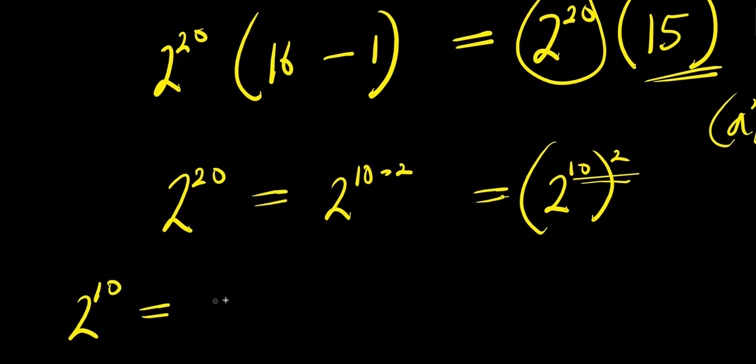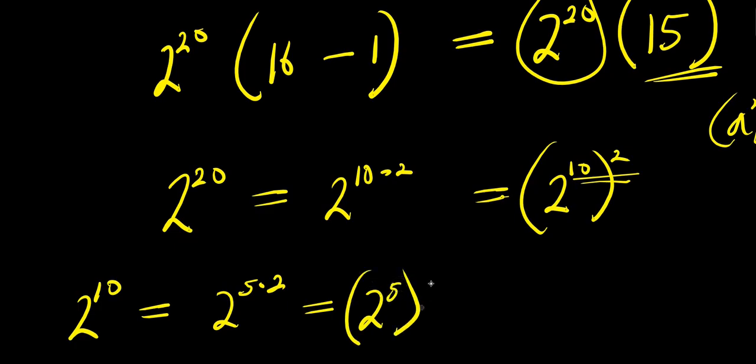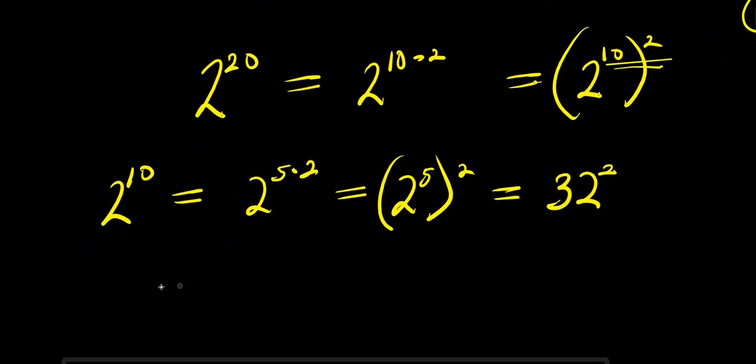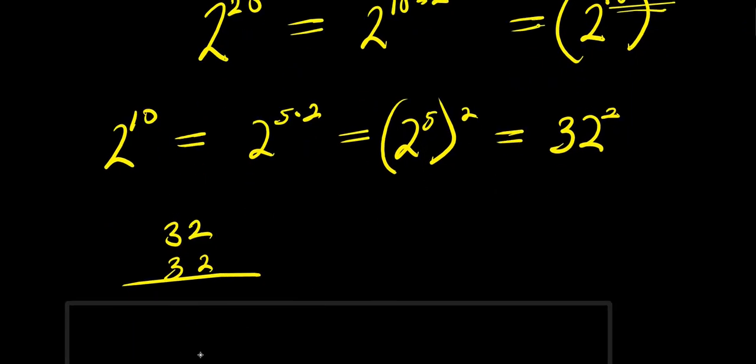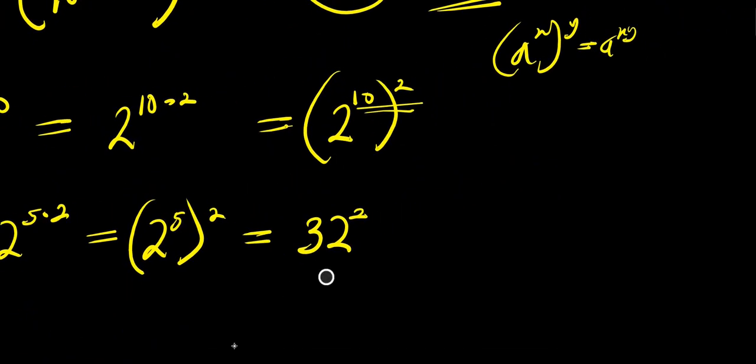2 to the power of 10 equals 2 to the power of 5 times 2, and this is 2 to the power of 5, all raised to the power of 2. 2 to the power of 5 is simply 32, that is 32 to the power of 2. This is just like writing 32 times 32. So if you multiply this out, we're definitely going to have 1024. So that means 2 to the power of 10 is 1024. So this is 1024 to the power of 2.